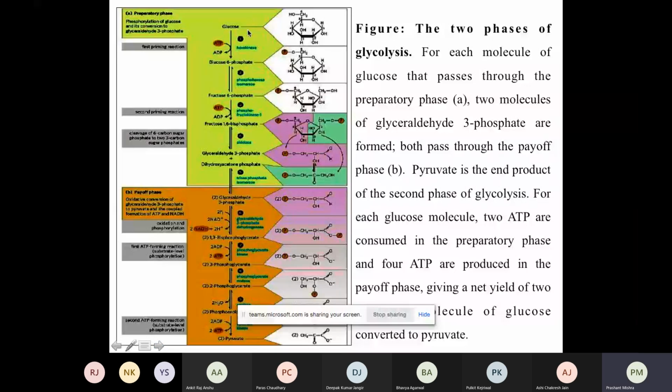You have glucose, ATP is being consumed. At this stage again ATP is being consumed. This is the stage where you require NAD plus. This is the stage where you have produced ATP. This is the stage where you have produced ATP. Okay, so this gives you a basic idea of how glycolysis occurs.